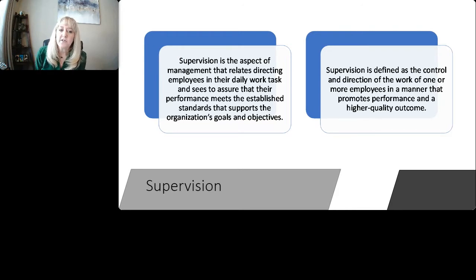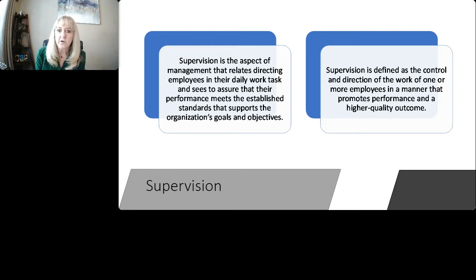So let's start with supervision. Supervision is an aspect of management that relates to directing an employee in a daily work task. So I think about in a skilled nursing facility, that's the setting that I primarily have been working in over my 30 plus years. And you may have a director of nursing who is the manager. She is overseeing everything, but she can't oversee everything. So she may have supervisors underneath her that are responsible for, say, scheduling or clinical training, with direct work tasks.